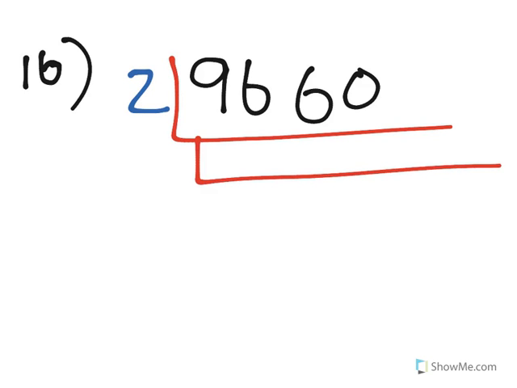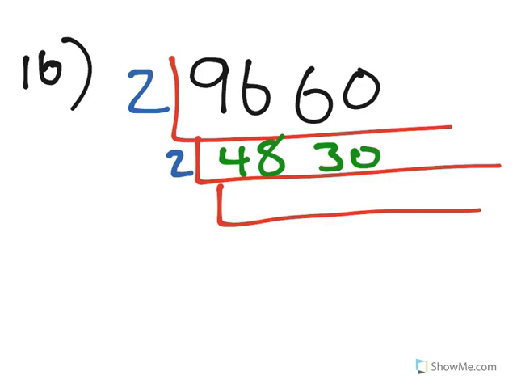So I know 2 will go into 96 48 times. I know 2 will go into 60 30 times. Since I got 48 and 30 again, I know they're both even, so I can start with 2 again. 2 will go into 48 24 times. 2 will go into 30 15 times.